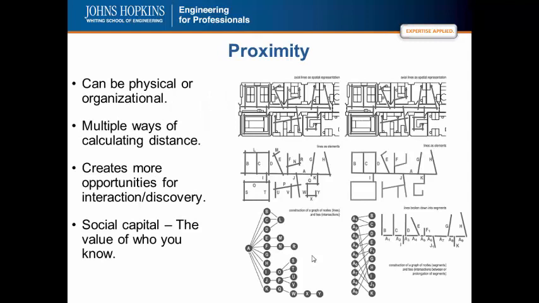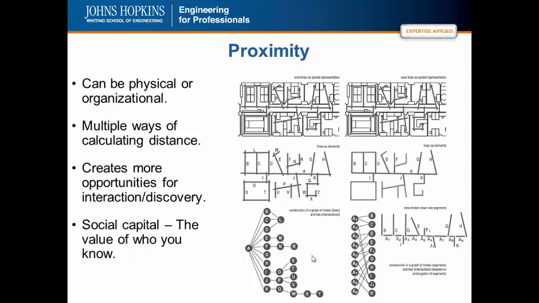The third social force is proximity. Now, proximity can be physical or organizational. So you can be close to somebody in the same office or the neighboring office, or you might be in totally different offices but the same organization. You're still going to be on the same organizational distro lists, on email. You're going to have organizational gatherings.